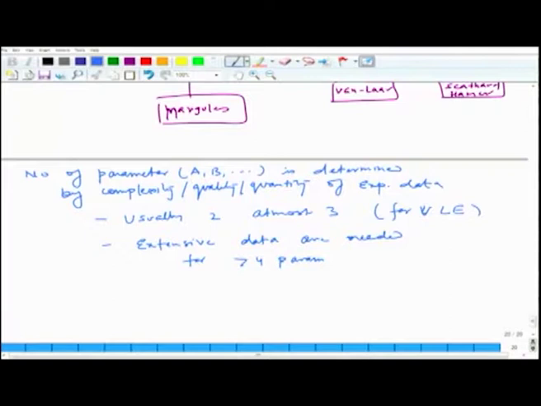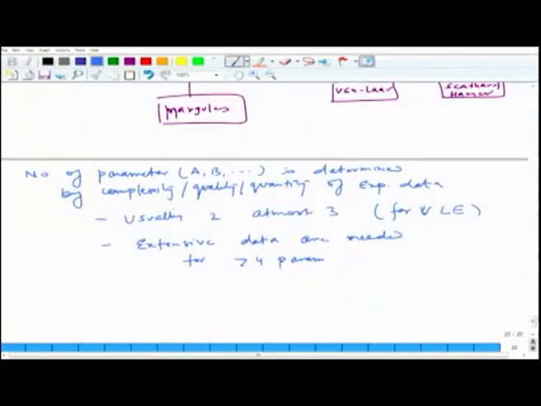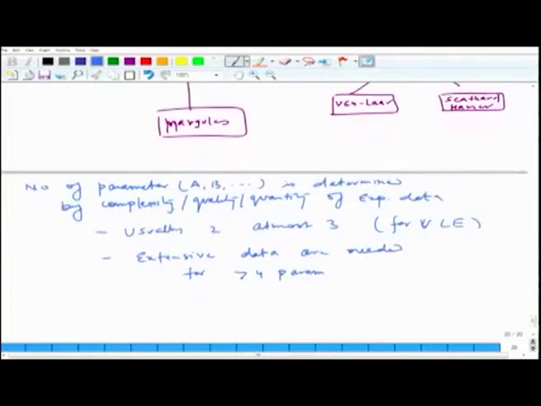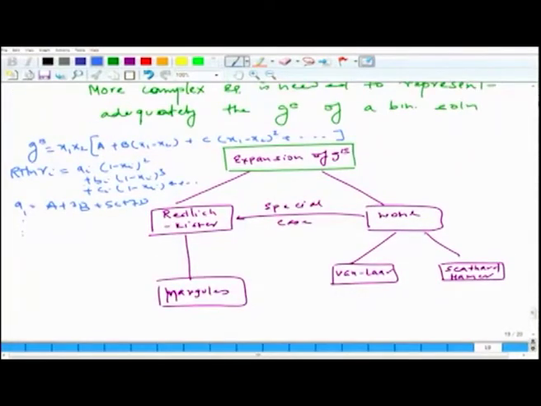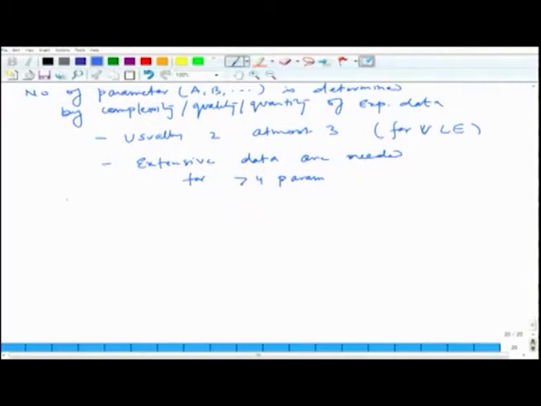So let me first draw the Redlich-Kister expression from here. This is the generic expression. Instead of writing this without solving the expression, I am going to write down the generic expression of Redlich-Kister.